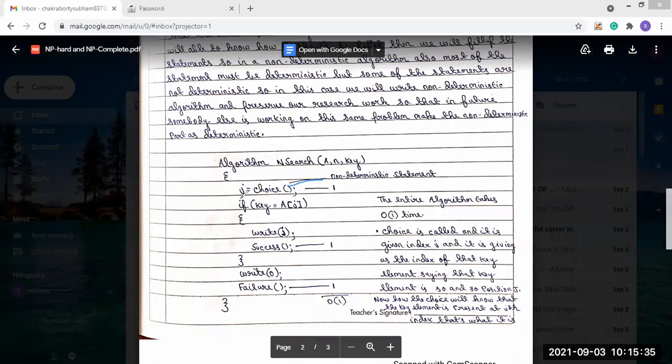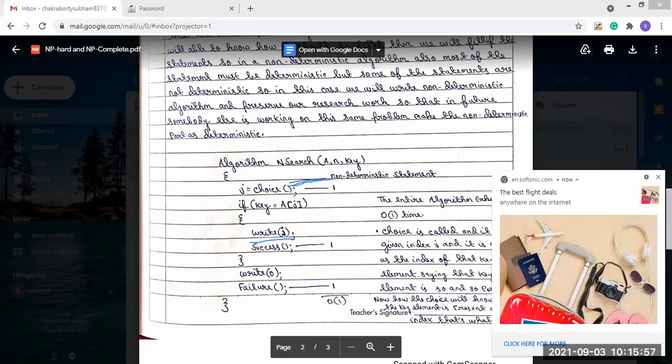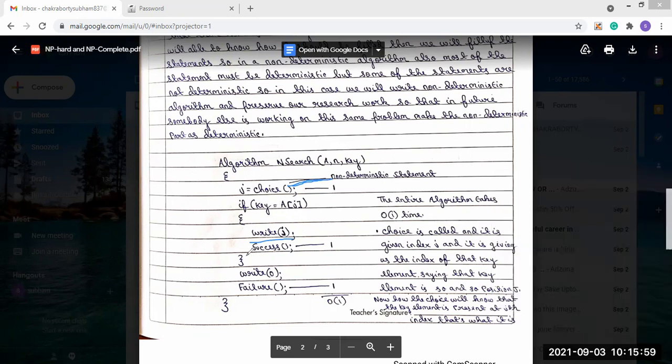So we have written the statement that j equal to choice. That means choice will find the key element in the jth position. But how this statement is working, we didn't know that. That's why we have said that this is the non-deterministic statement. Then after, if the key element is found in the array, we will write j. Okay, that is not a problem. We will write j. But after that, it will be success.